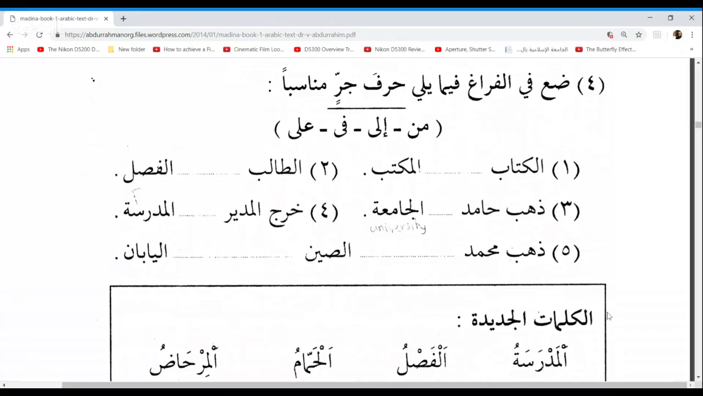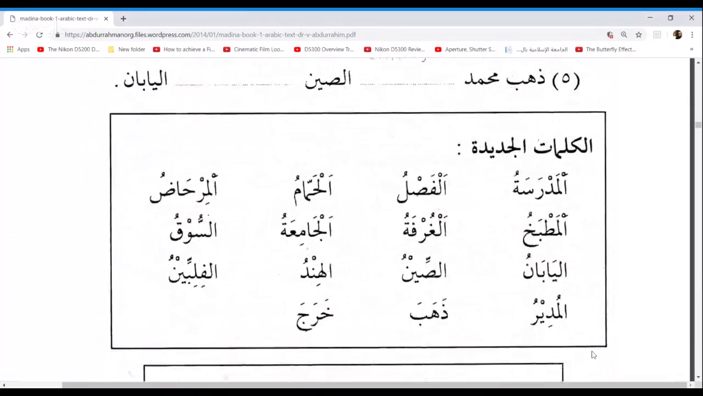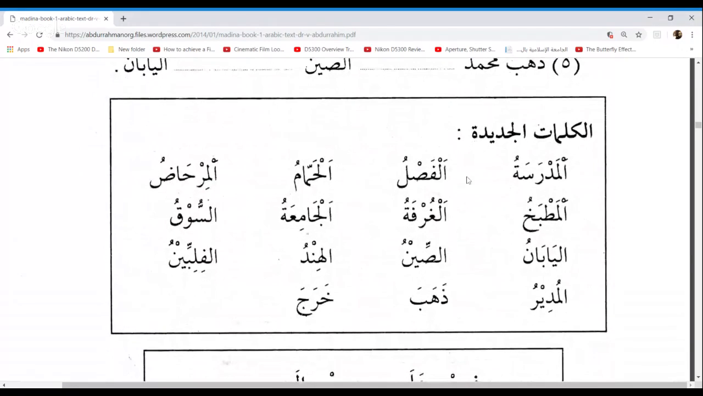All right. Which brings us to al-kalimat al-jadida, the new words. So we have al-madrasatu, the school, al-faslu, the classroom, al-hammamu, the toilet, al-mirhadu, the toilet also, al-mutbakhu, the kitchen, al-ghurfatu, the room, al-jami'atu, the university, as-suqu, the market, al-yabanu, Japan, as-sinu, China, al-hindu, India, al-filipinu, the Philippines, al-mudiru, the manager, dhahaba, which is a verb, he went, and kharaja, he exited.